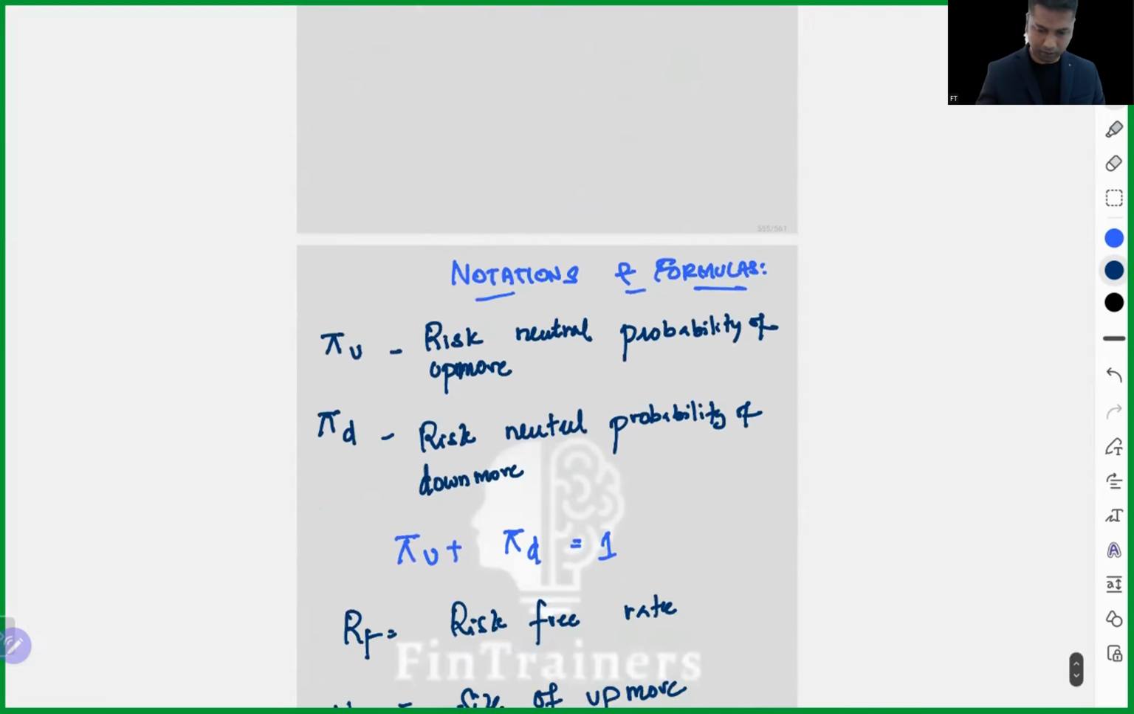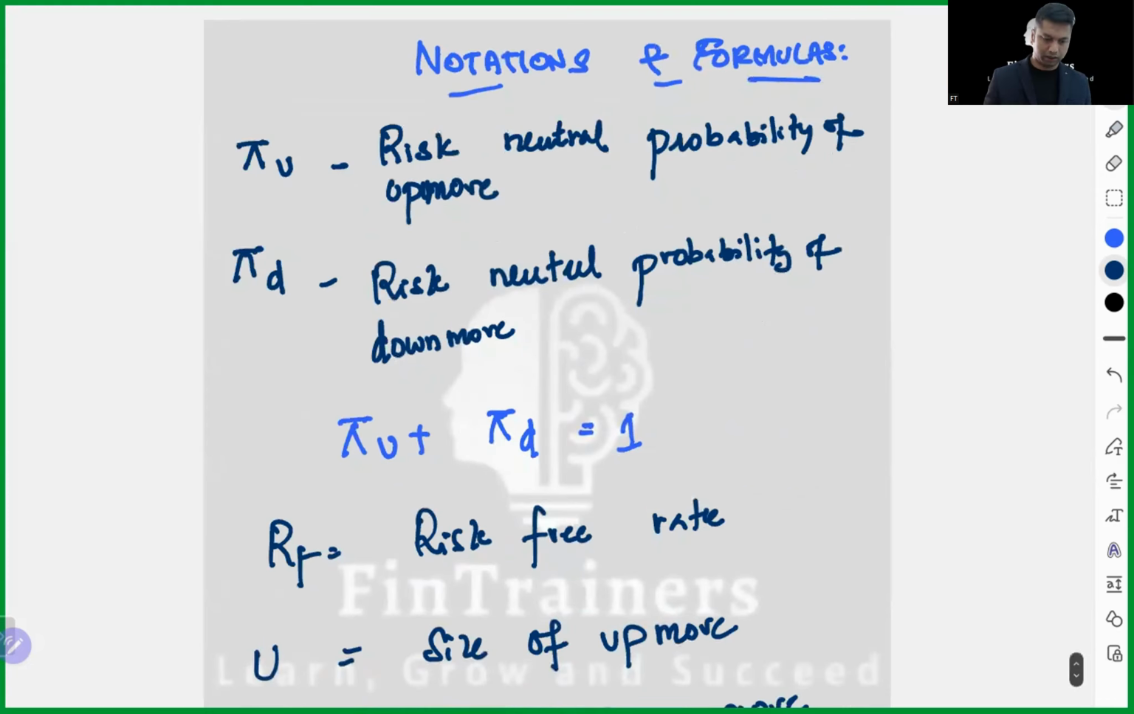And to solve the problem, we need to know some formulas. Notations and formulas we need to know. First one is the probability of the up move. The risk neutral probability of up move is denoted as pi u. Pi u, right? Pi d is the risk neutral probability of down move.